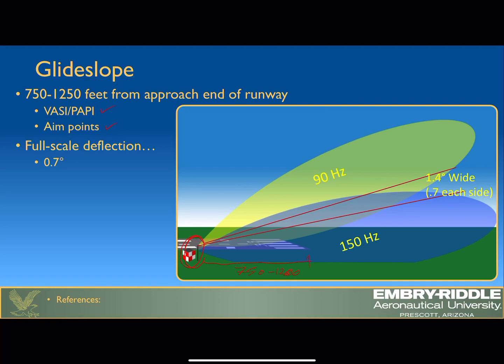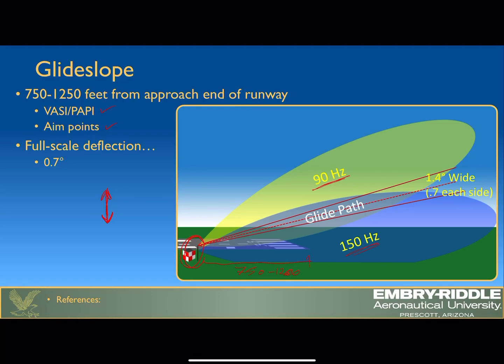And it works with a very similar system. Your aircraft is receiving two different radio signals. So if you're high, you're going to be receiving more of the 90 hertz, and if you're low, you're going to be receiving more of the 150 hertz. But if you're perfectly in between those, then you are on glide path. So again, glide slope is giving you vertical guidance, telling you, do you need to fly higher, or do you need to fly lower?